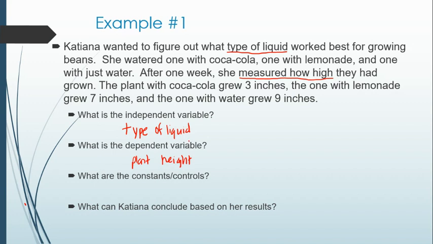That means everything else in this experiment should stay the same. For example, some things that stayed the same is the type of plant. Notice that all of her plants were beans. She didn't use beans and then flowers and then a tree. She used all the same type of plant. Notice that she measured them all after 1 week.